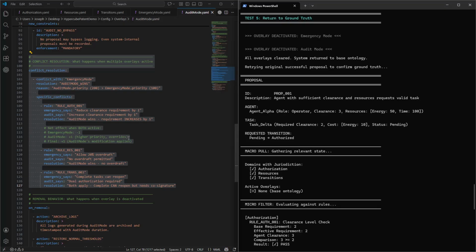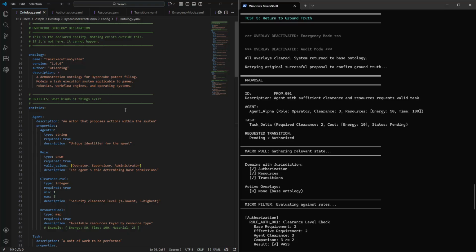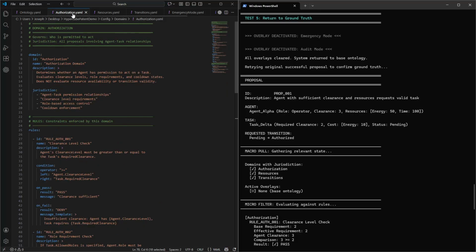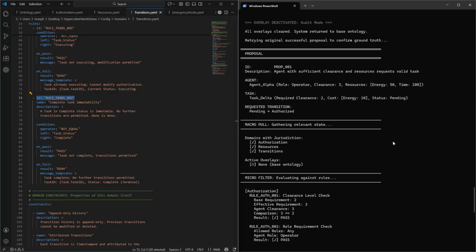Let's recap what we built. 1. Ontology. The declared reality defining entities, properties, states, and transitions. 3. Domains. Orthogonal rule spaces governing authorization, resources, and transitions. They compose without contaminating each other.